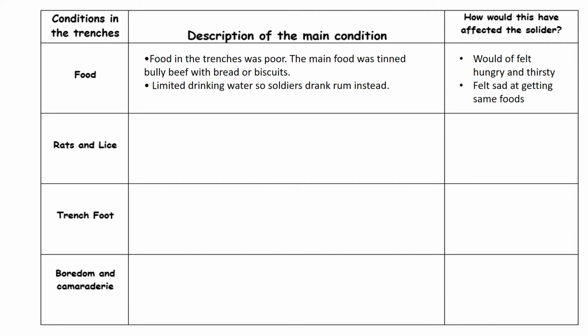So description of the main condition. So we've got here, food in the trenches was poor. The main food was tinned bully beef with bread or biscuits. There was limited drinking water, so soldiers drank rum instead.